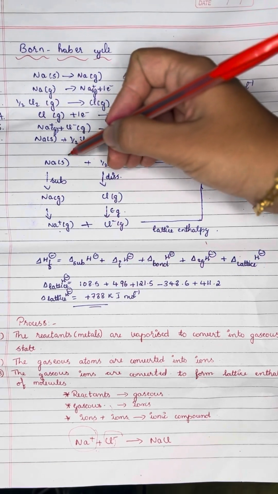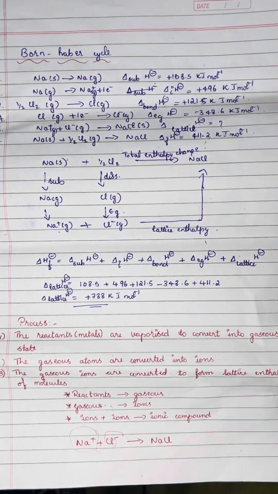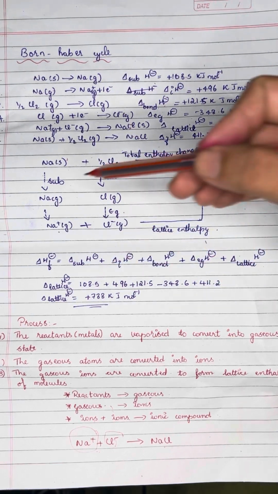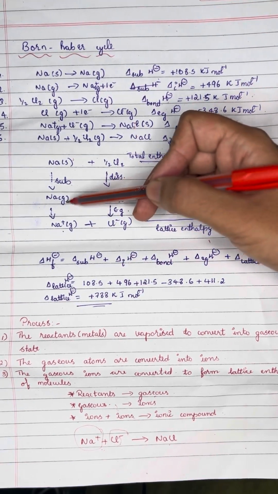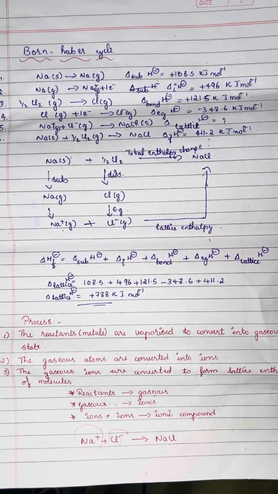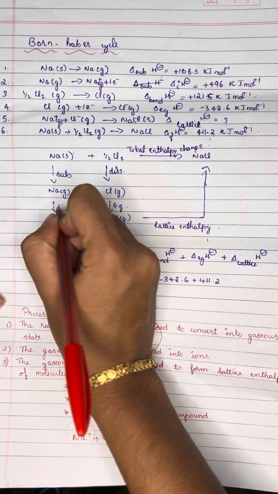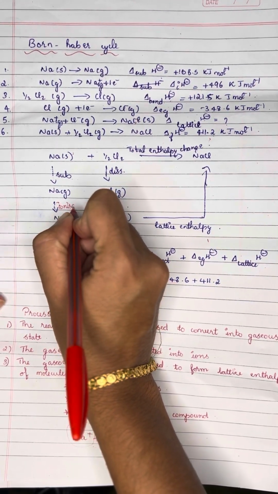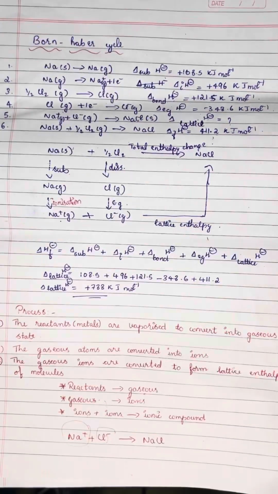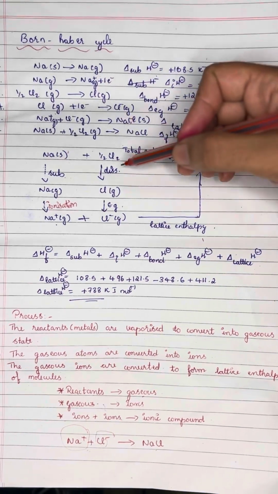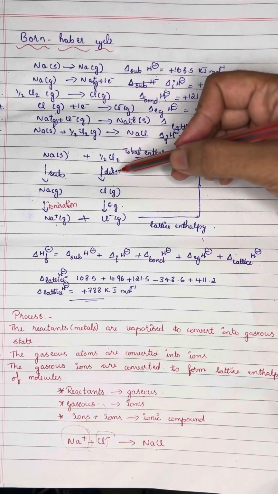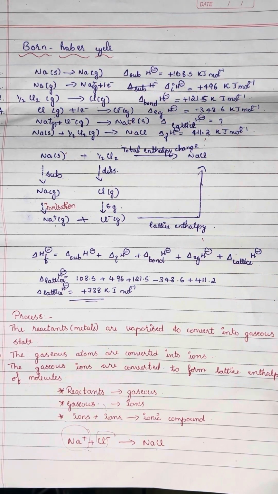See here, the solid Na is getting converted to the gaseous state, right? The process of getting converted from the solid to the gaseous state is known as sublimation, and this sodium is getting converted to Na plus, right? So this process is known as ionization. And now about Cl, half Cl2 is getting converted to Cl, and the process is accompanied by dissociation. The bond is breaking. So here it is the bond dissociation enthalpy.